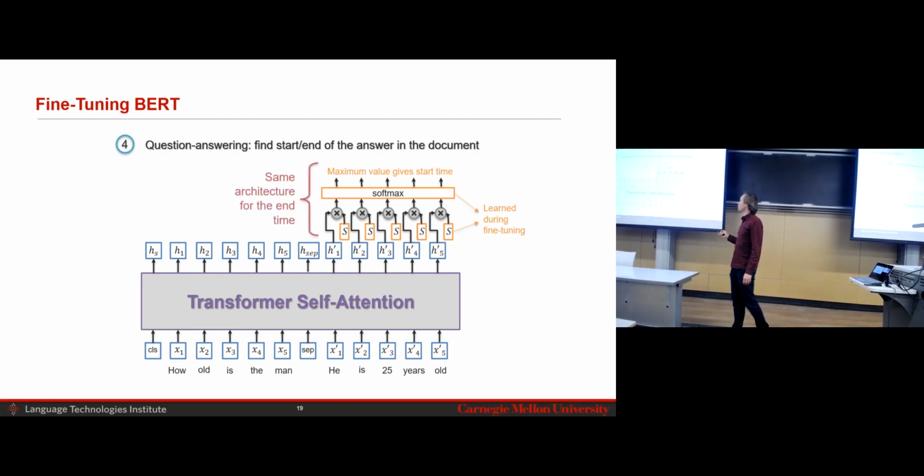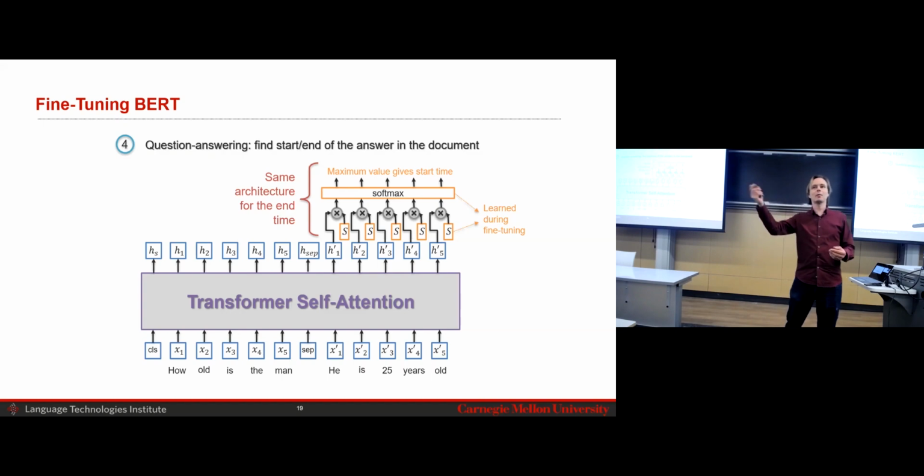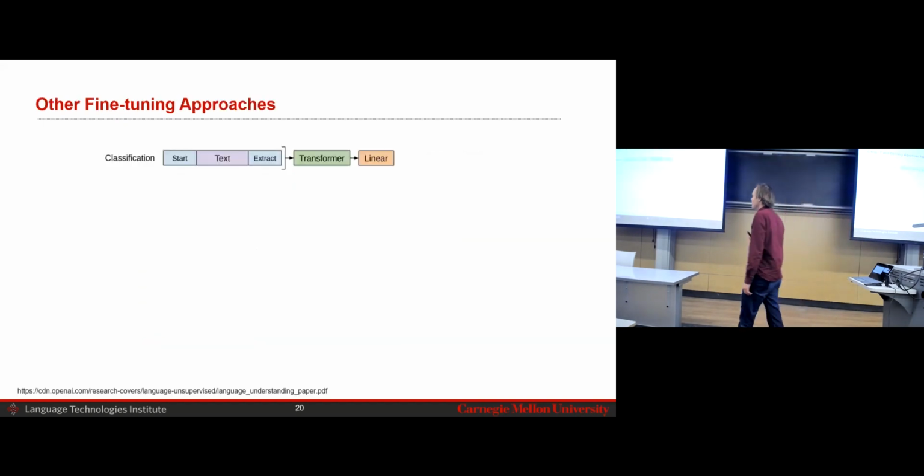And how do you get the end? In fact, you will have a replication of it, a separate network for the end token. And you just take the max value of it. So you compare, in a sense, is this token part or start of my answer?